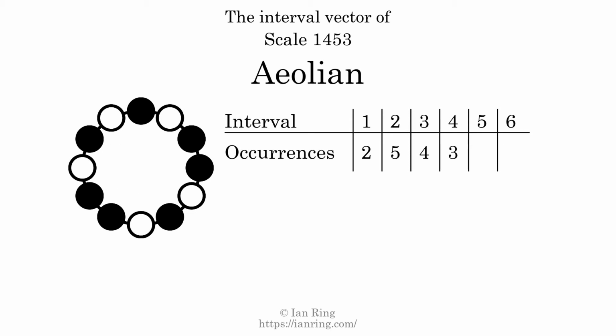There are 3 intervals with the size of 4 semitones. They are here, here, and here. There are 6 intervals with the size of 5 semitones. They are here, here, here, here, here, and here. There is 1 interval with a size of 6 semitones. It is here. Each interval appears in this scale a unique number of times. This is rare, and we call this a deep scale.